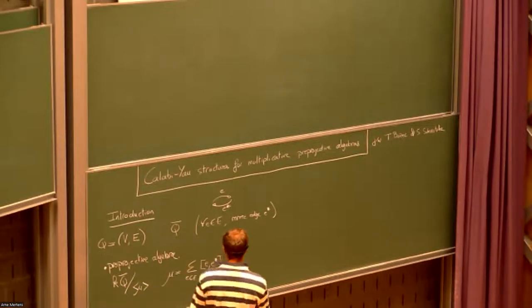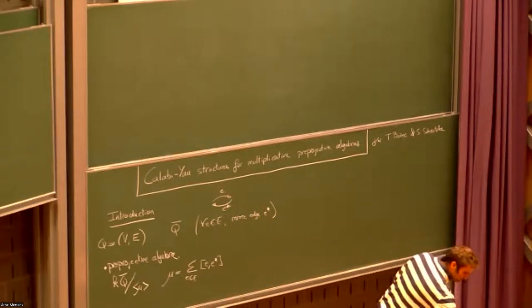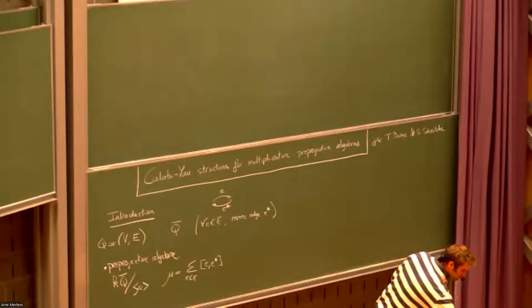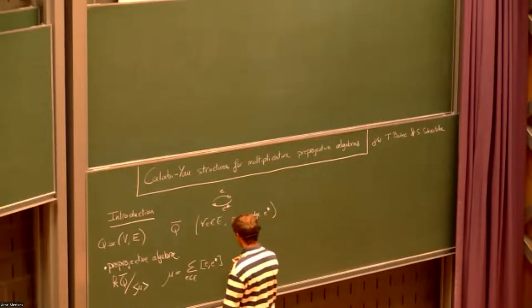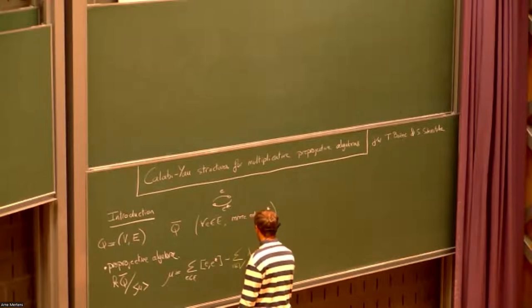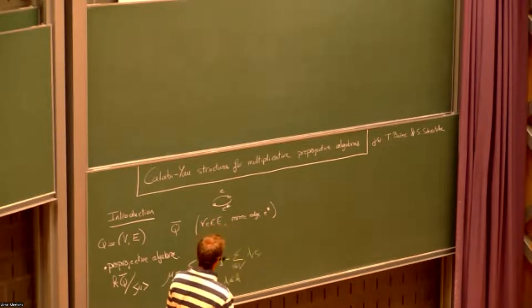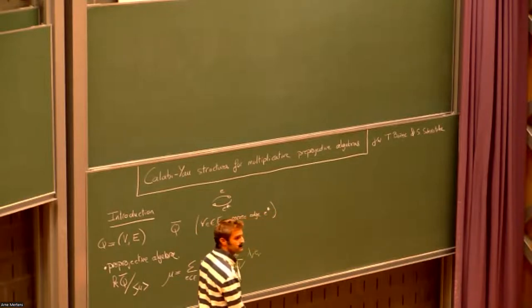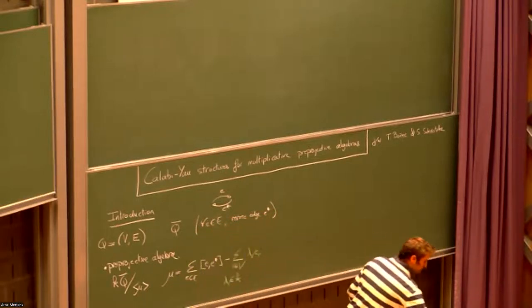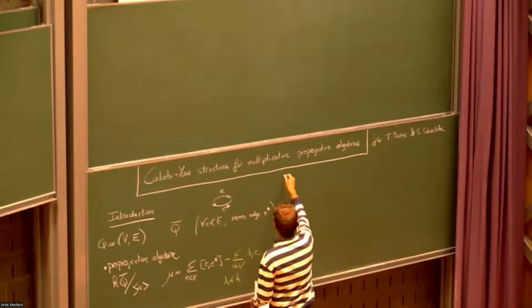So let me mention that you may actually as well consider a deformed version of this, where here you could subtract a sum over all vertices, something like lambda_v e_v, where lambda_v is just a scalar, and e_v is the idempotent at the vertex v.